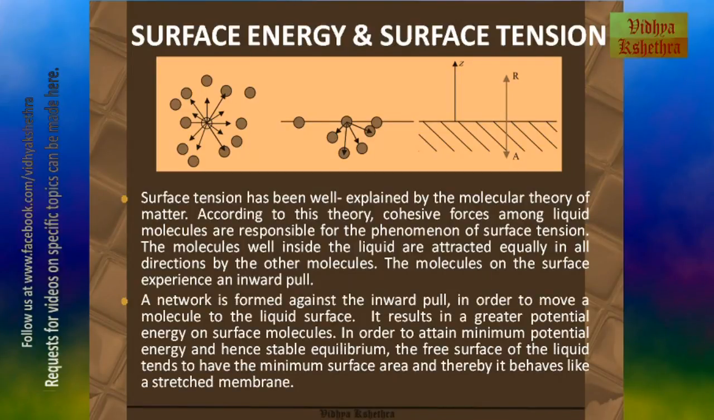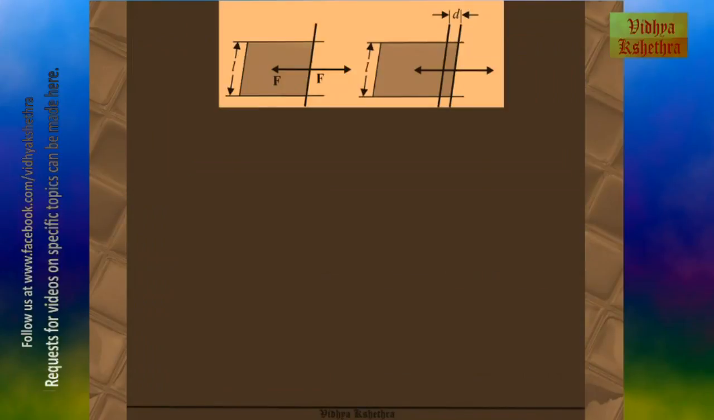Thus, work is done against the inward pull in order to move a molecule to the liquid surface. It results in a greater potential energy for surface molecules. In order to attain minimum potential energy and hence stable equilibrium, the free surface of the liquid tends to have the minimum surface area, and thereby it behaves like a stretched membrane.